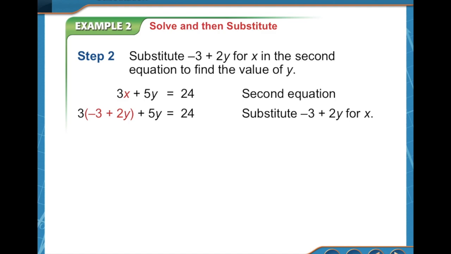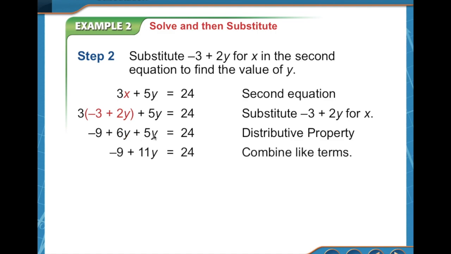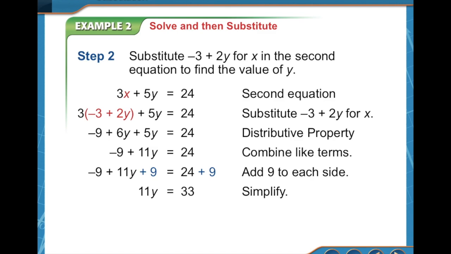So now we have to solve our multi-step equation. So we must distribute our 3 to both of these terms. That'll look like this. And now we combine what we can. So we have 6y's and 5y's. That'll be 11y's. And then if we have a minus 9 here, we can go ahead and add 9 to both sides. That'll give us 11y equal to 33.